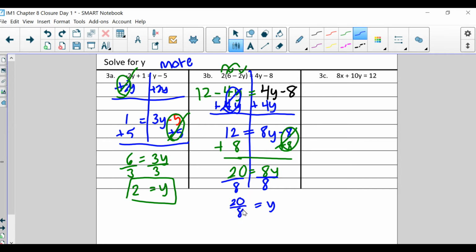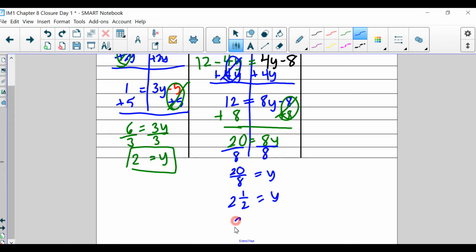Now 20 divided by 8 is the same thing as 2 and 1/2. Okay? And 2 and 1/2, what is that? That's known as 2.5. And that's the answer that you will put into Canvas as your answer. Okay? Alright, so far so good.